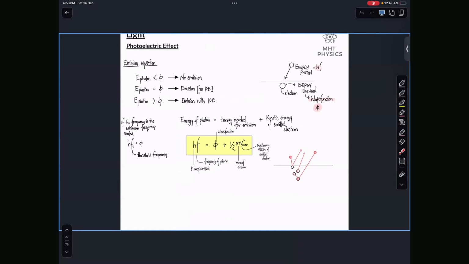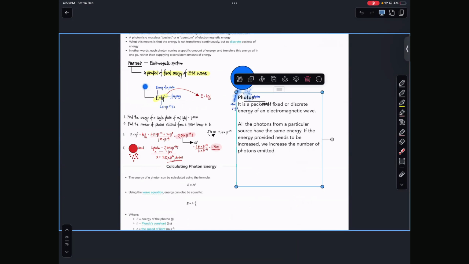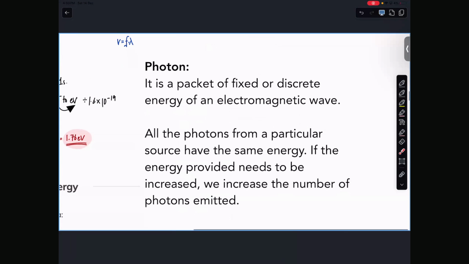Okay, so write down the definition of photon, very important. Almost every question of quantum physics starts with this definition. What is a photon?